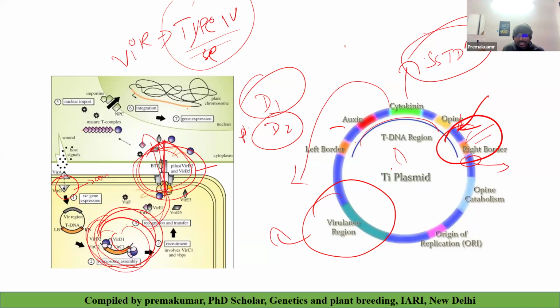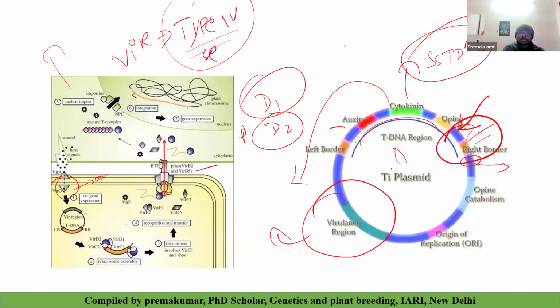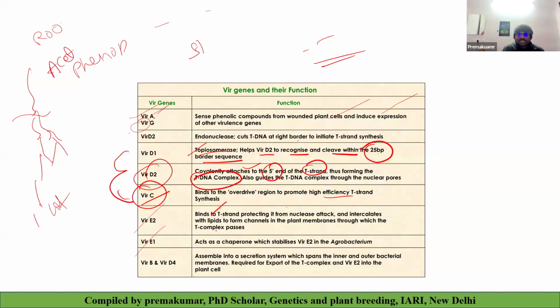But if the T-DNA complex enters the plant cell, what will happen? The plant has mechanisms that will immediately degrade the foreign DNA. To avoid that, we need some protection. The protection is given by VirE2. It binds the T-strand and protects it from nuclease attack by the host plant. Then the T-DNA will not be degraded by the host mechanisms. Then it will go and integrate into the plant genome. Then it starts expression. That is the importance of it.